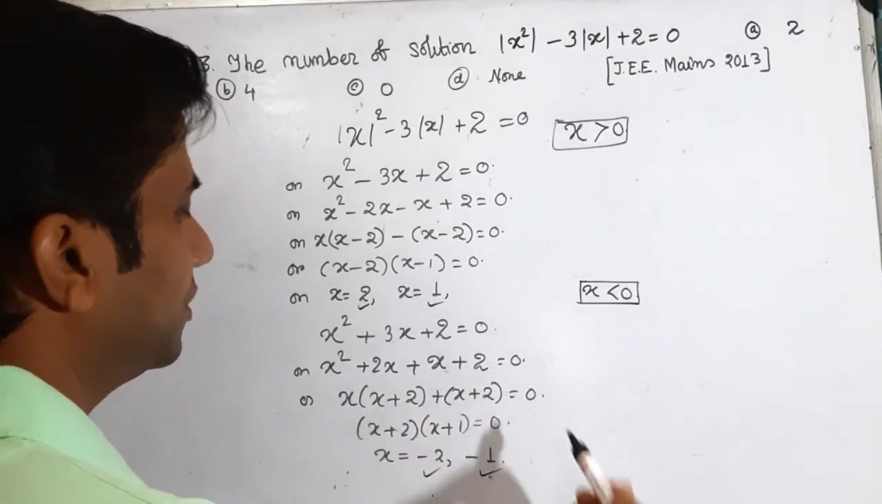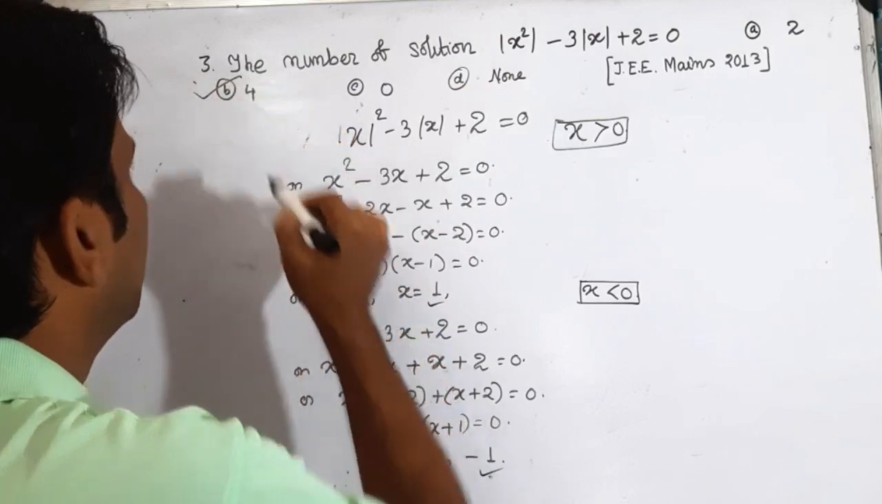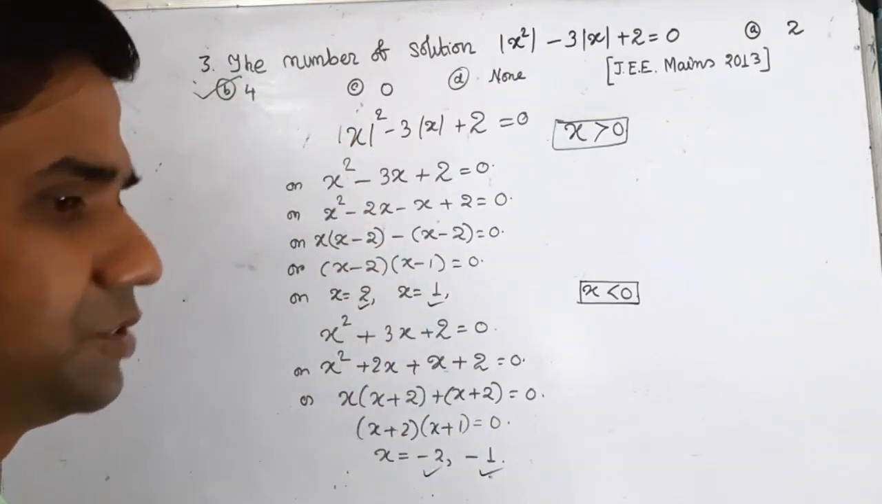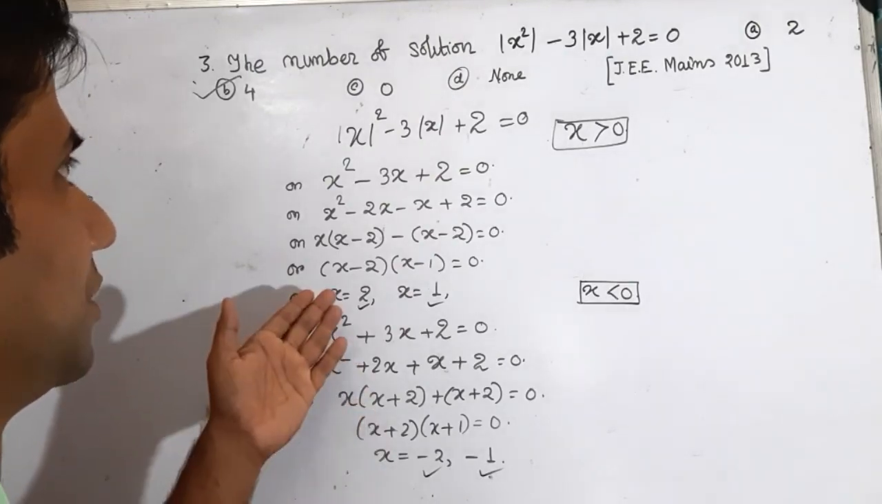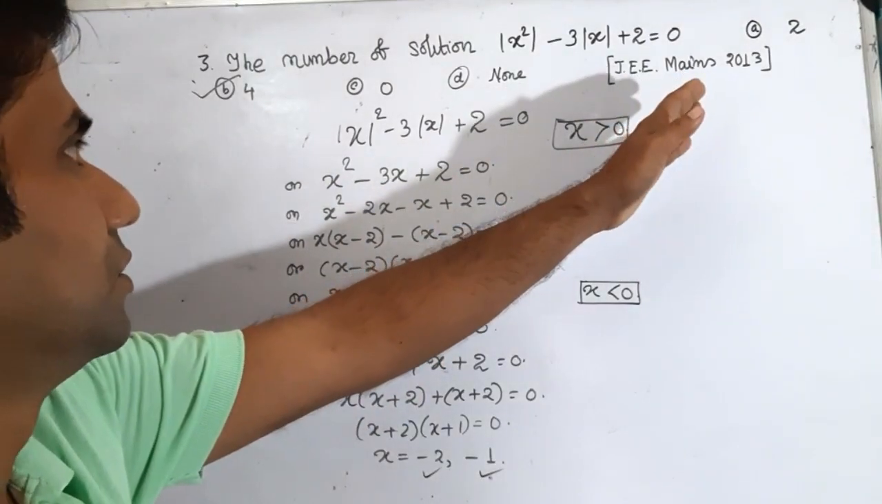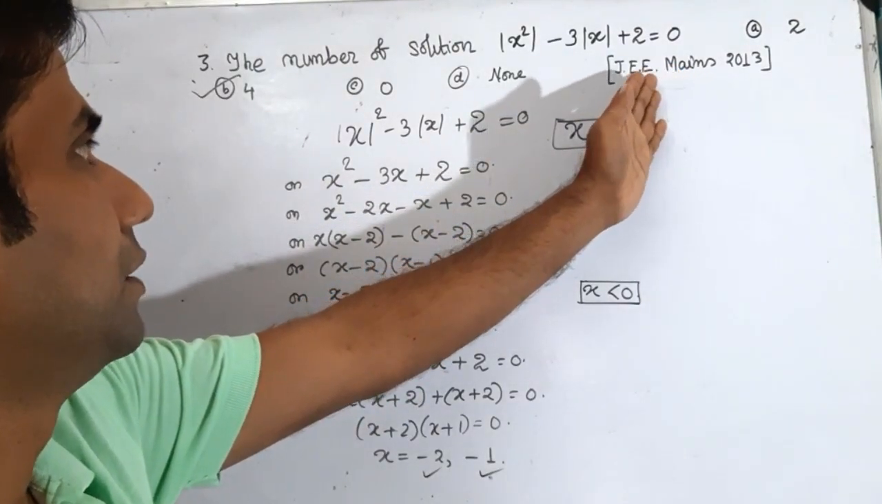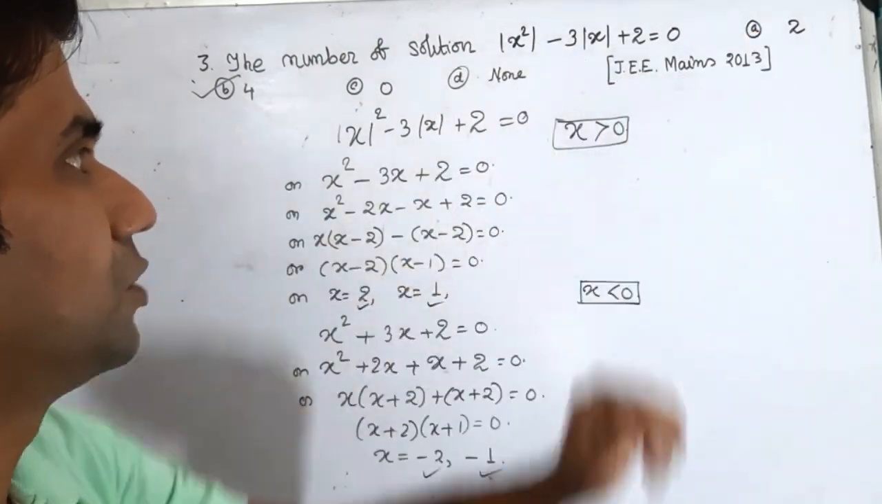Then the number of solution is 4. Thus, it's a very easy solution. JEE Mains 2013.